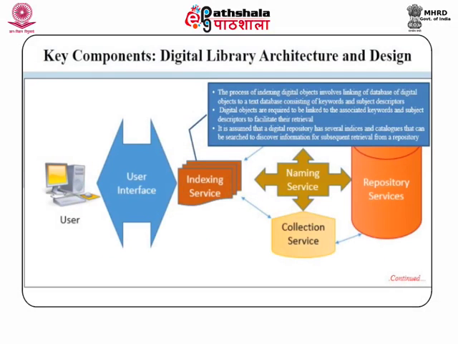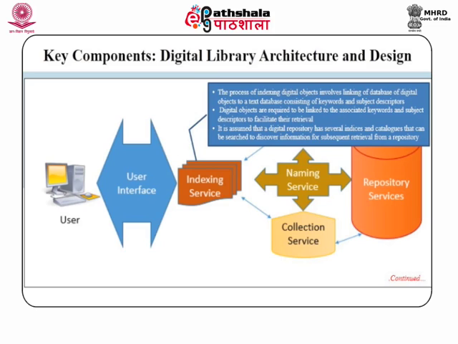The process of indexing digital objects involves linking a database of objects to a text database consisting of keywords and subject descriptors. Digital objects are required to be linked to the associated keywords and subject descriptors to facilitate their retrieval. A digital repository stores a large amount of unstructured data in two file systems for sorting and retrieving digital objects. The first file stores keywords or descriptors of digital objects along with a key to the second file. The second file contains the location of digital objects.